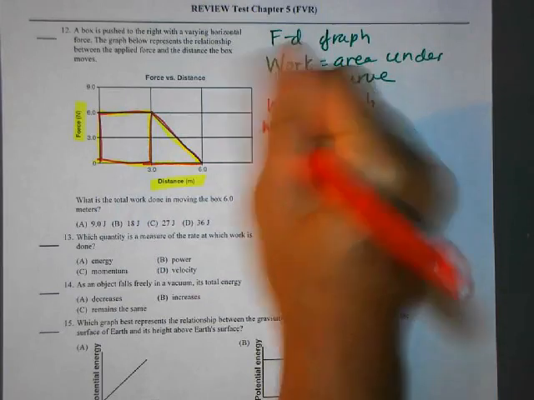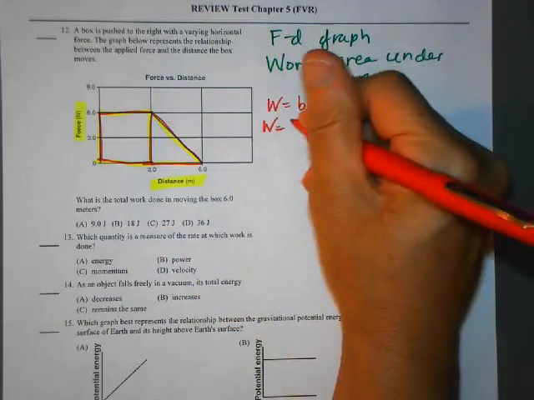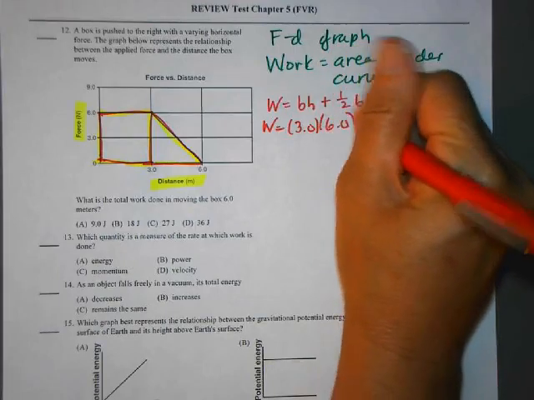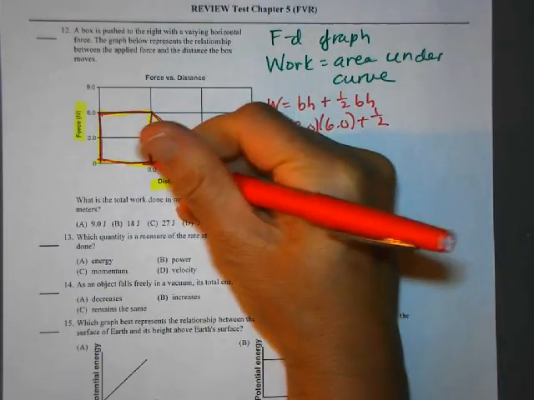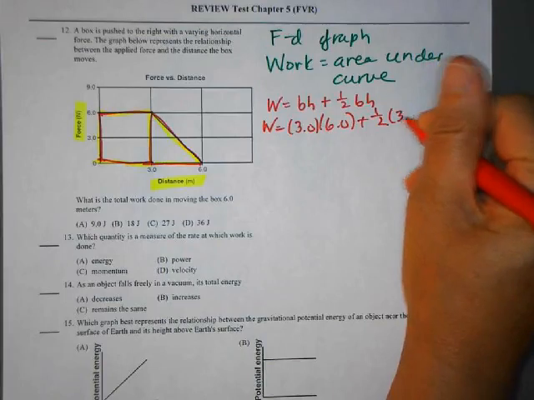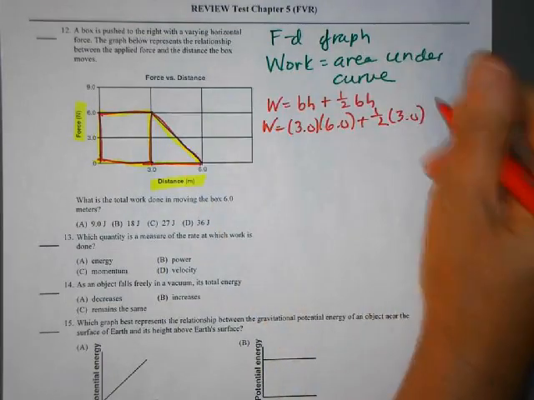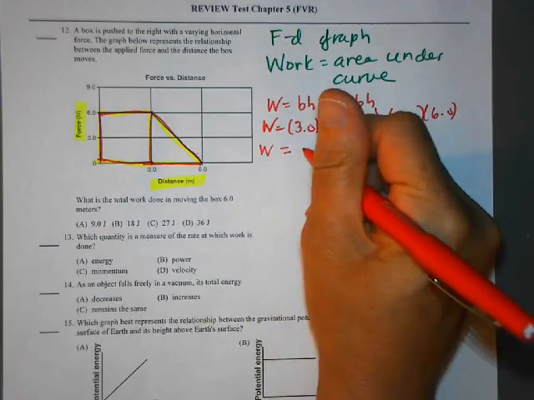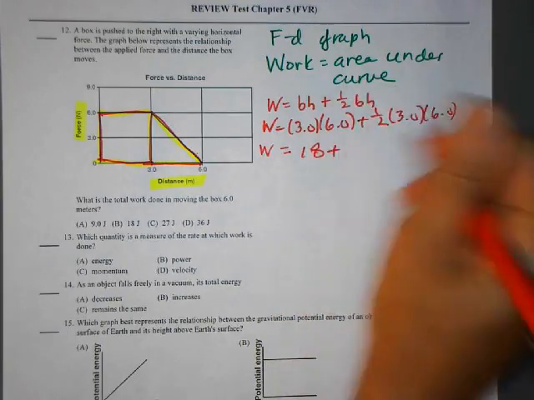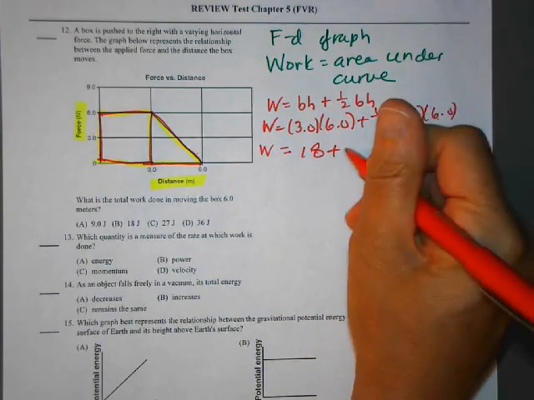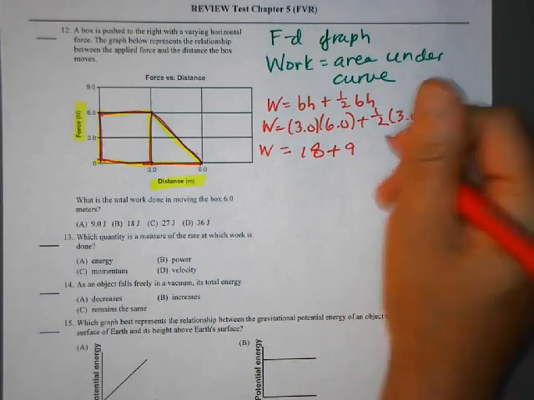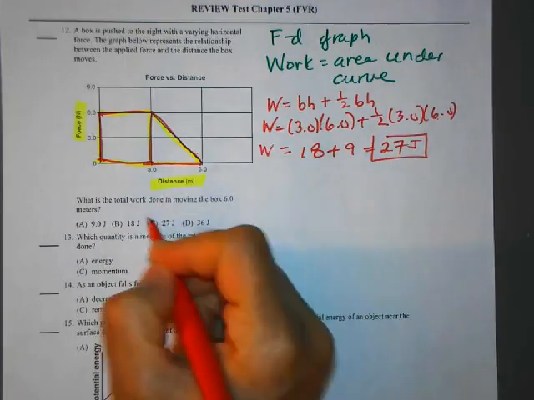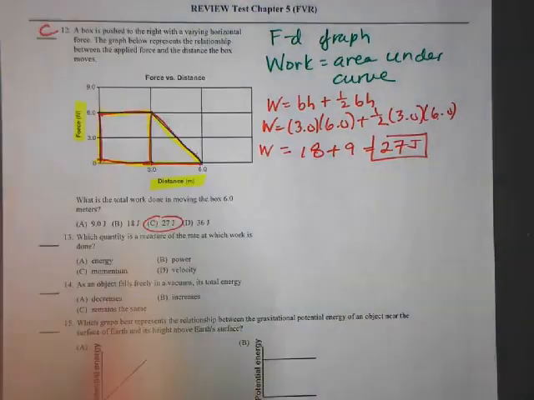So the work is going to be, this base is 3. This height, I'm just reading from the graph, is 6. Plus 1/2, this base is 3, and then this height is 6. So 6 times 3 is equal to 18. Plus 6 times 3 is 18 divided by 2, 9. And 18 plus 9 is 27 joules, which is answer C.